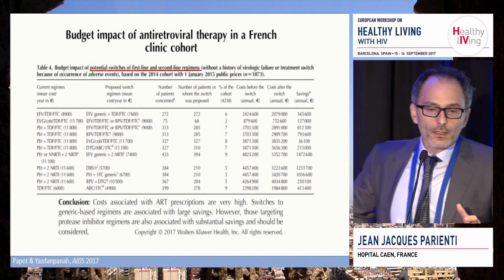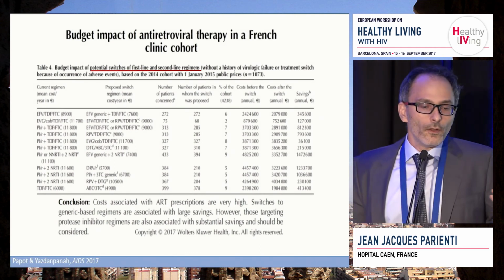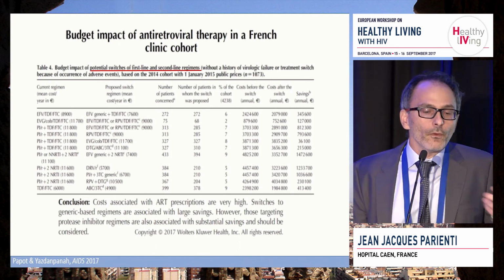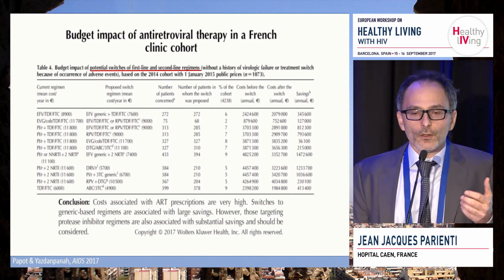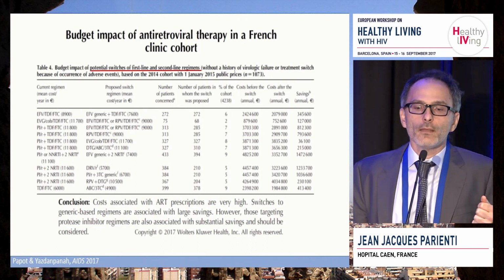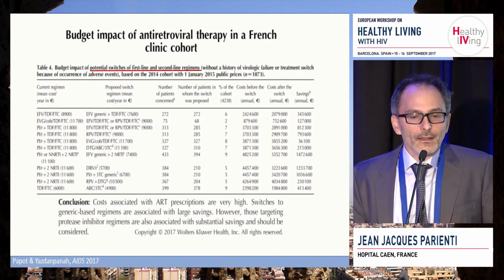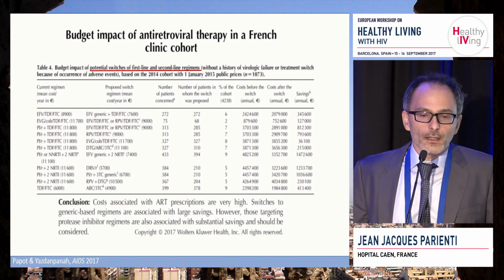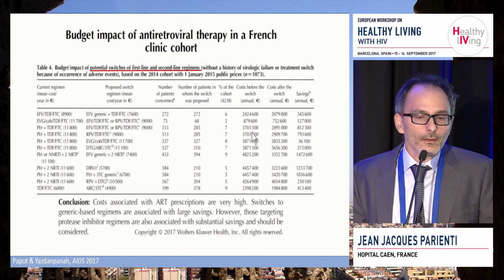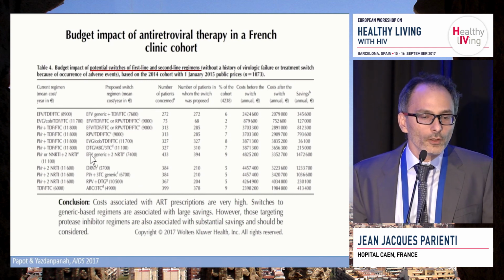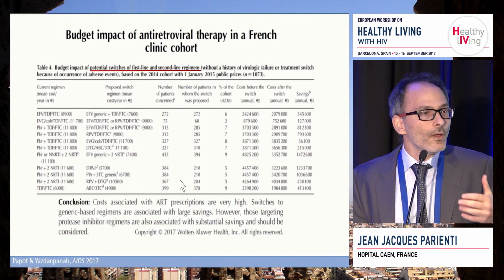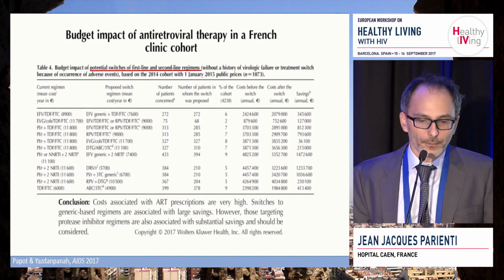Okay, and I think it's one of my last slides. Papo and Yazdan Pana very recently published in the famous journal AIDS a budget impact of antiretroviral therapy in Bichat Claude Bernard University Hospital. And it's a very large hospital in France. And what they saw is that based on their large cohort of patients, this was their initial treatment, and they simulated potential switch and assessed the budget impact of these drugs.